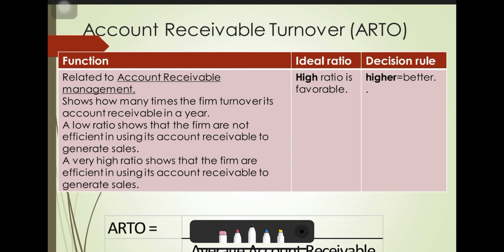Okay, so this is the ratio of the number of times that the account receivable amount is collected through the year. So it shows how many times the firm turns over its account receivable in a year. So kita tengok how many times they can collect their account receivable. So a low ratio shows that the firm is not efficient in using the account receivable to generate sales, and a very high ratio shows that the firm is efficient in using its account receivable to generate sales.